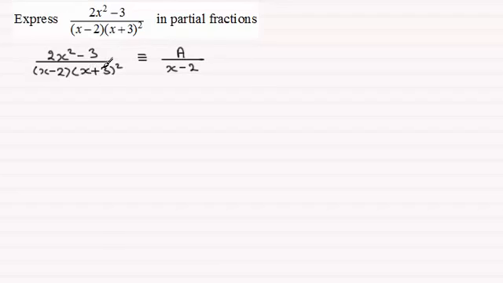Then the next factor is a repeated factor. x plus 3 is squared here, so what we do is we start off with a constant, we'll call it b, and then write it over x plus 3, and then we introduce another constant, let's say c, and we put that over x plus 3 all squared.